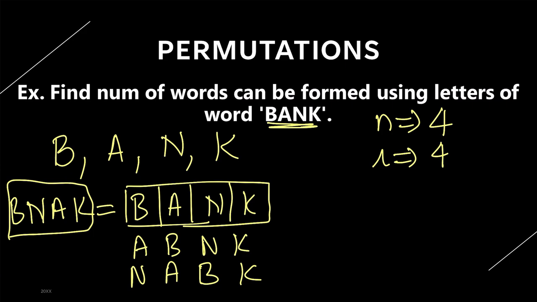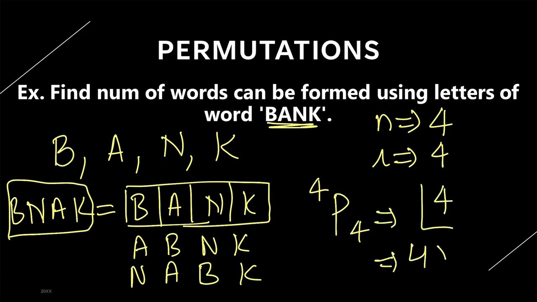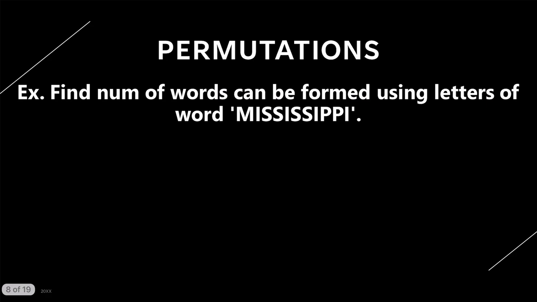So in our case, the permutation, the number of ways, is nP4. If you solve this, you will get 4 factorial as the answer. So 4 times 3 times 2 times 1 is 24. So 24 words you can make when you have been given B, A, N, K letters. So a 4-letter word you have to make out of 4 letters. So the formula is nPn, meaning 4P4.